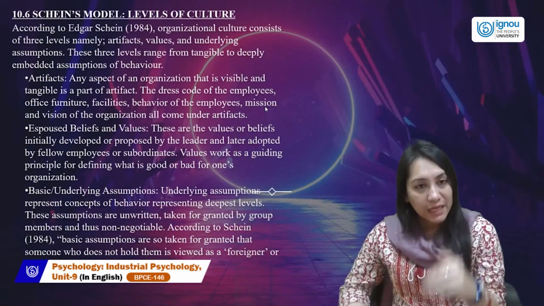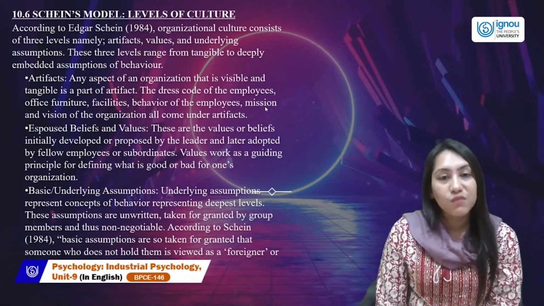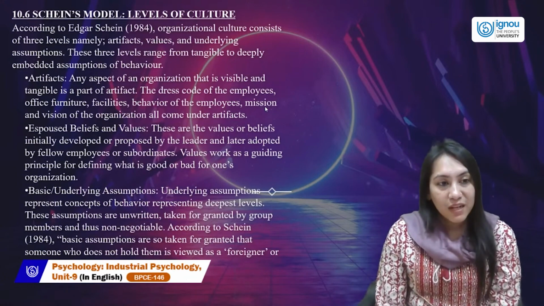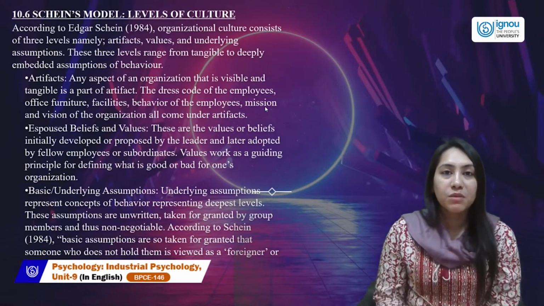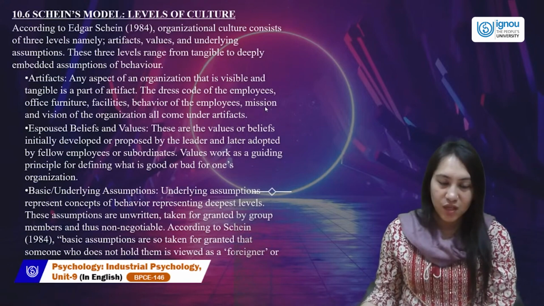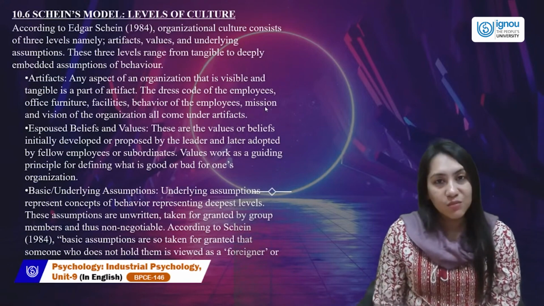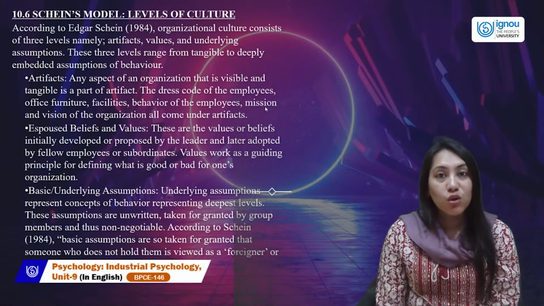Now, let's move to the second level. The second level is the espoused beliefs and values. These beliefs and values are proposed obviously by the leader, and later are adopted by every member, follower, subordinate, or employee of the organization. See, the values work as the guiding principle. We all know that values can get modified, but they do not change.